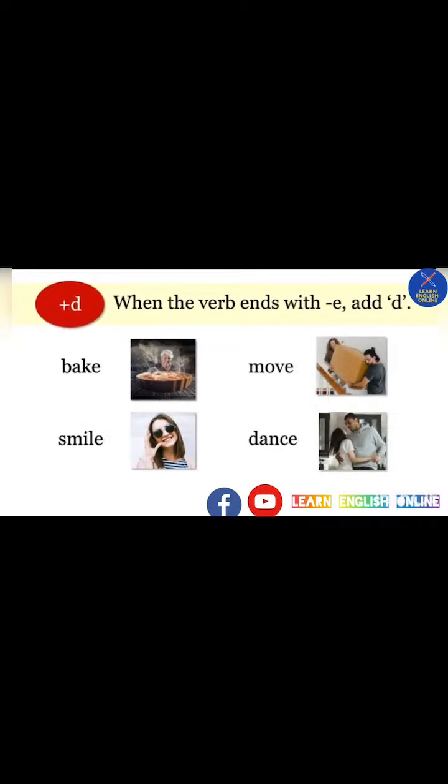When the verb ends with e, add d. You don't need to add an extra ed, just d. So bake becomes baked, smile becomes smiled. Add a d to move to get moved, and add just a d to dance to get danced.